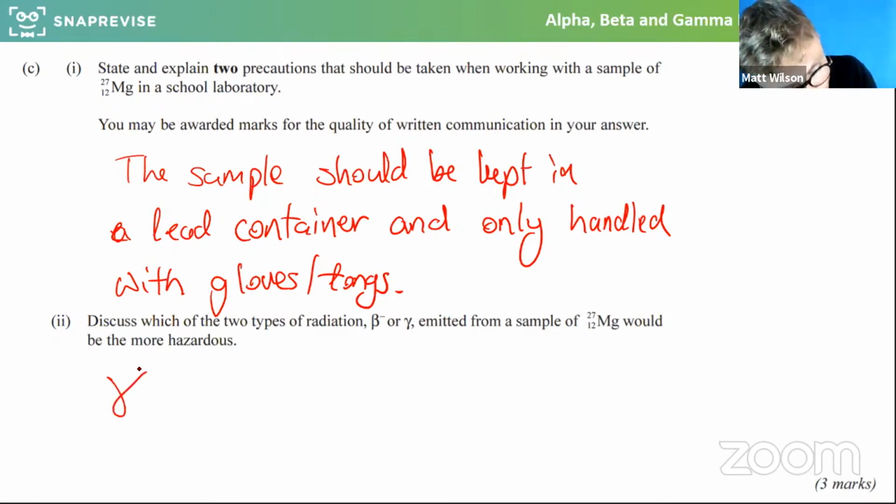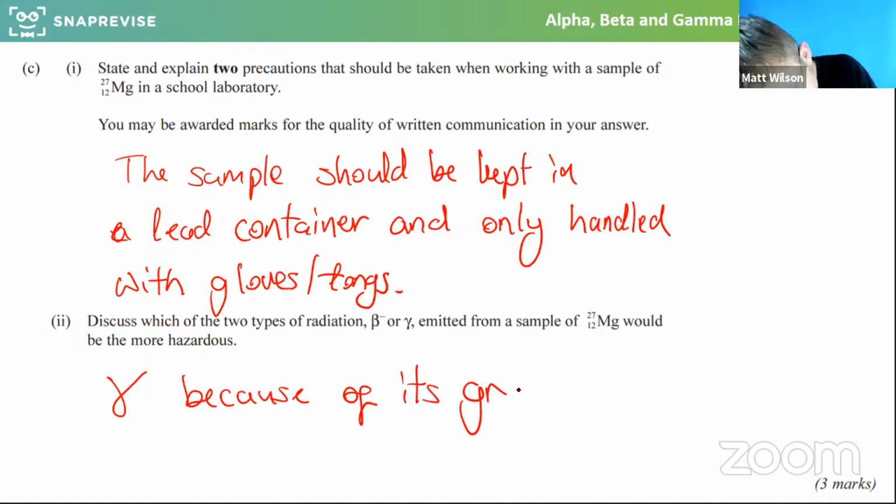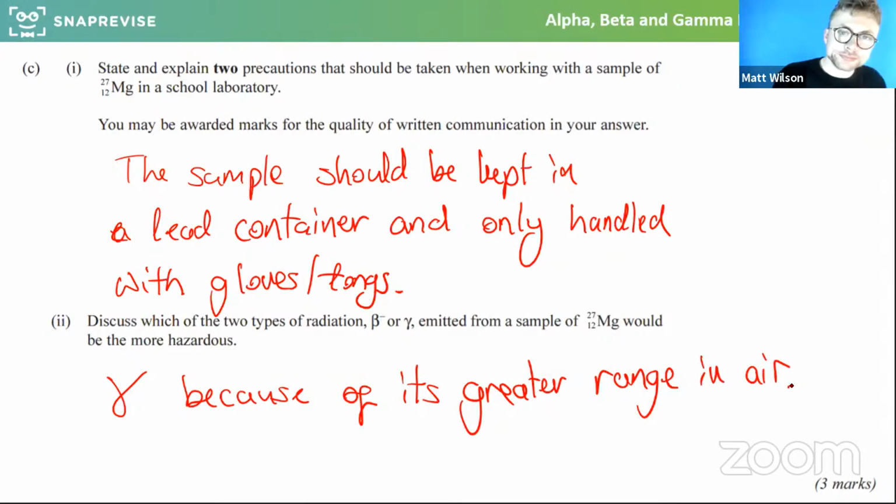So gamma, because of its greater range in air, so it's more likely to reach you. Hopefully that makes sense. Feel free to ask more questions if that answer doesn't make sense.